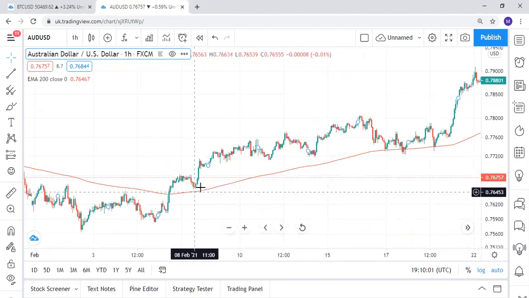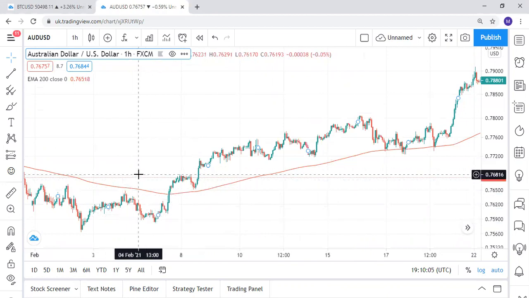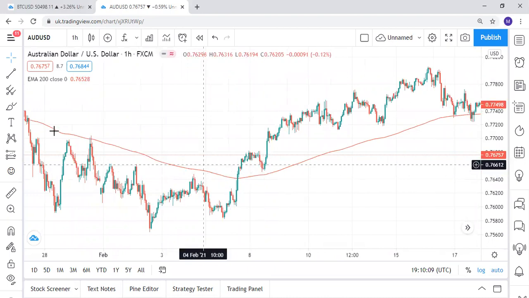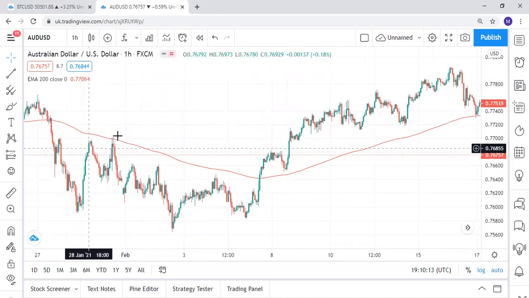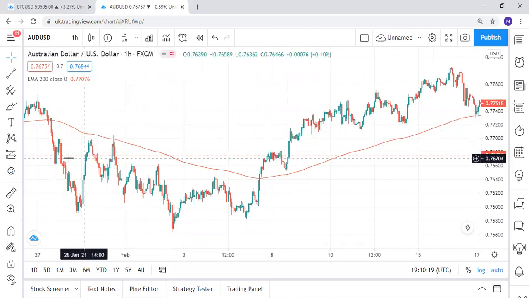Look at it here. It's acting as support here, because when the market broke it, look at before, it acted as a support here, it was formerly a resistance in this downtrend. So if you really want to confirm a trending market, you can use the 200 EMA to confirm a trending market.